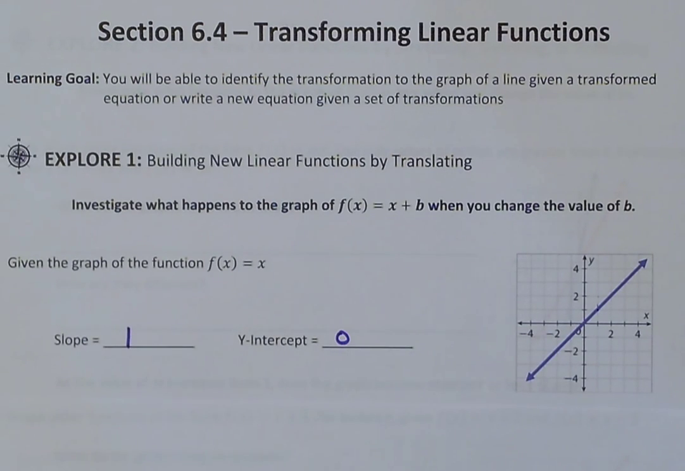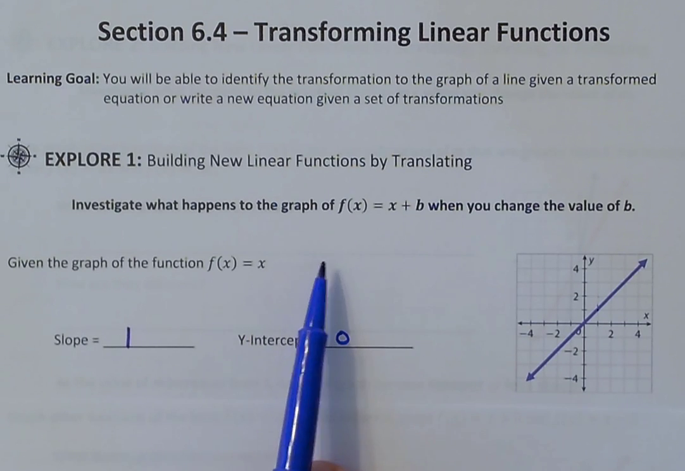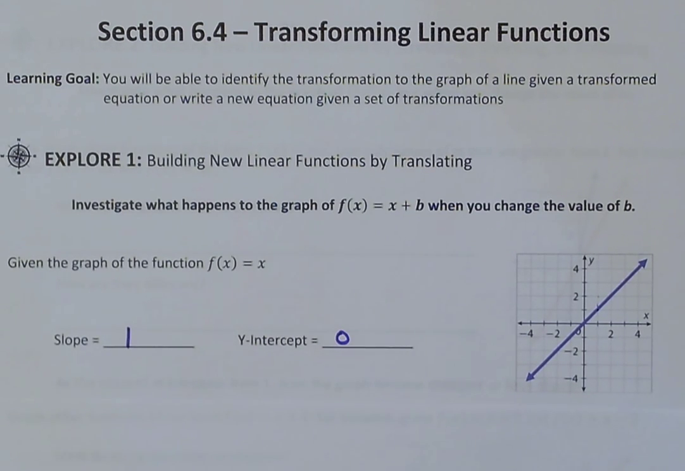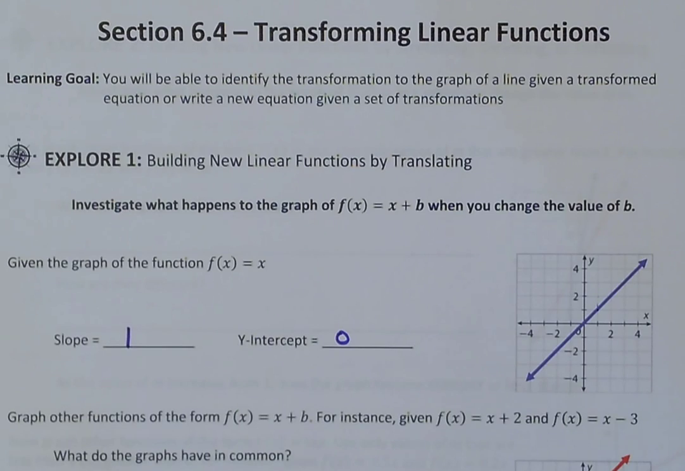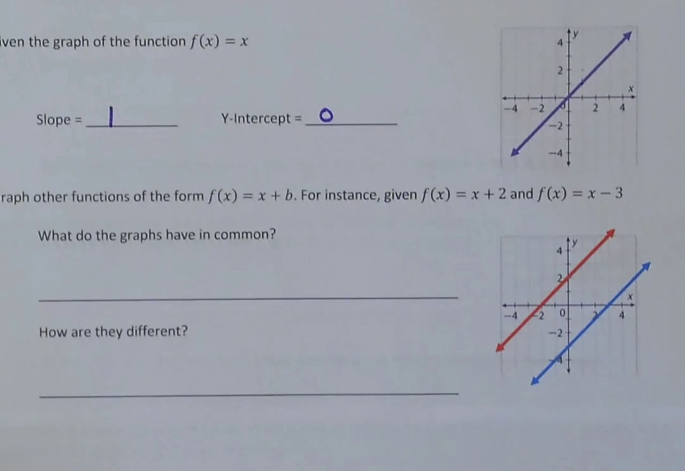So you want to keep this purple line in mind as we go through and talk about some different examples today, and as we go through the rest of this exploration. So the graph has a slope of 1 and a y-intercept of 0. What we're going to do now is add a number to the end of this. So it's either going to be plus 2 or minus 3, depending on the situation they give us, and we're going to take a look at how that affects the graph. So I'm going to go ahead and move this on up so we can have that discussion.